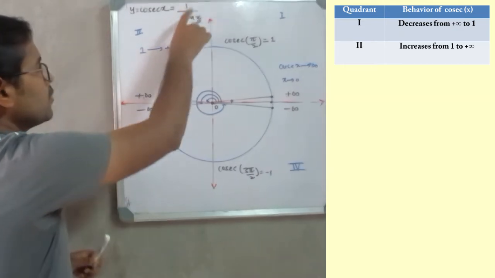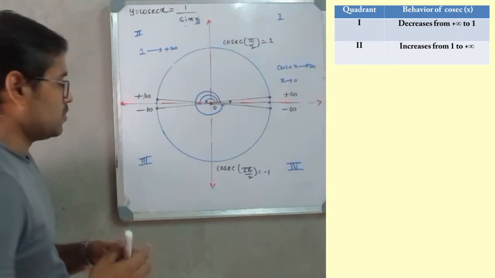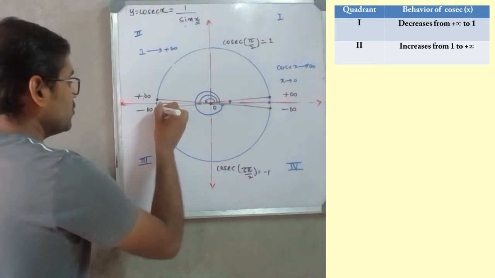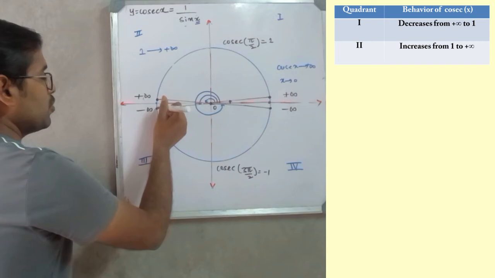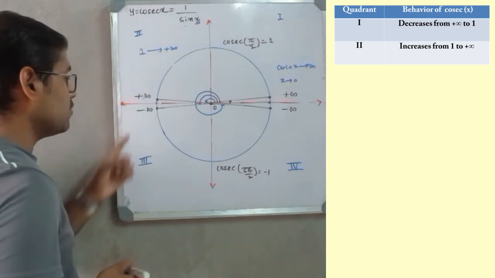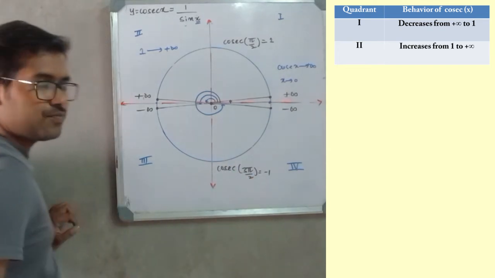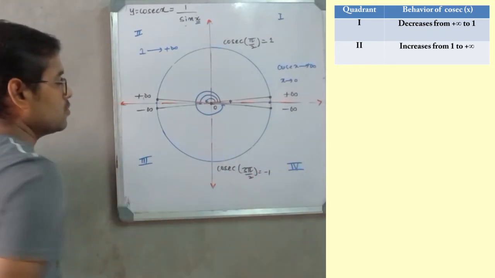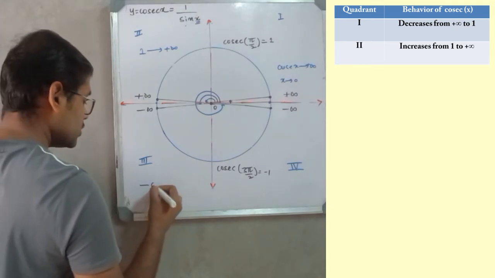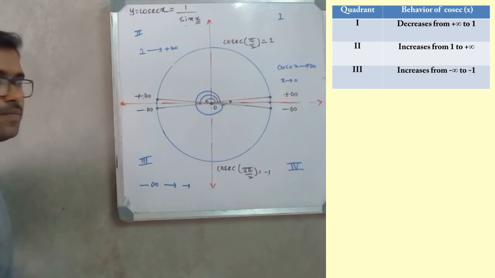So if you divide 1 by a very small negative number, you will get the value of cosec x as a very large negative number. So here the value of cosec x will be a very large negative number. If x approaches pi, the value of cosec x approaches negative infinity. And again at x is equal to 3 pi by 2, the value of cosec x is minus 1. So in the third quadrant, it increases from negative infinity to minus 1.